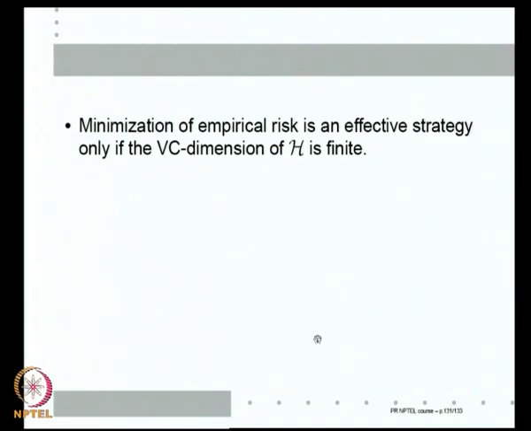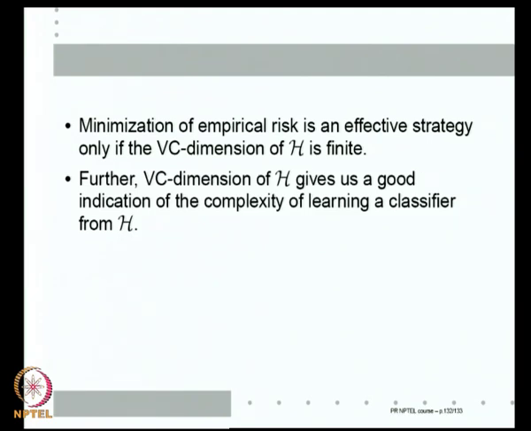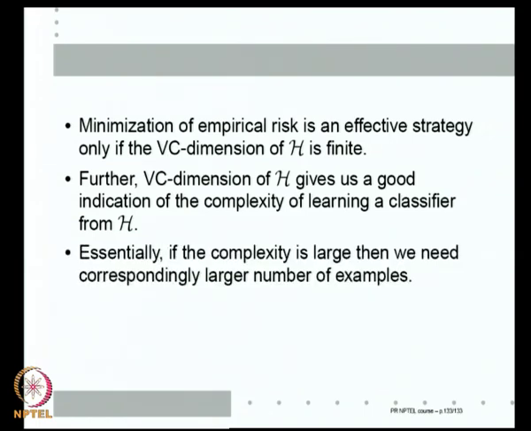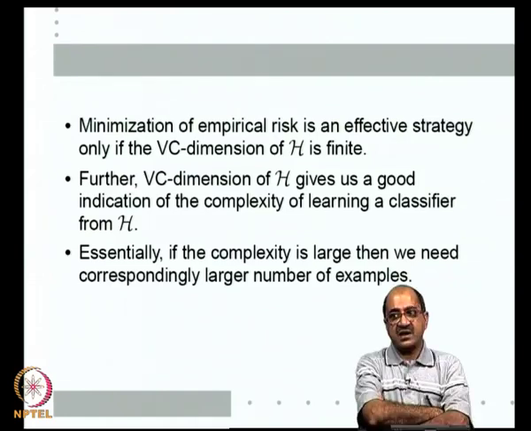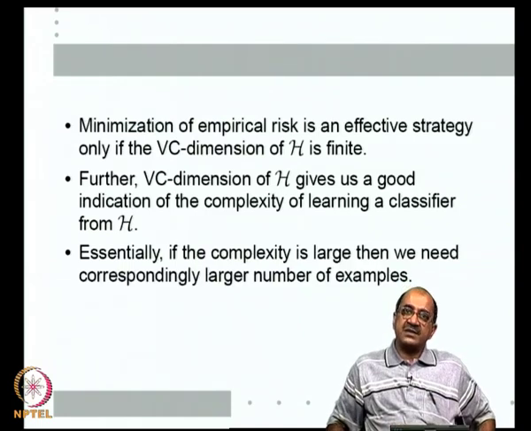And then we showed that minimization of empirical risk is an effective strategy only if the VC dimension of H is finite, right. Further, the VC dimension of H gives us a good indication of the complexity of learning a classifier from H. Essentially, if the complexity is large, then we need a correspondingly larger number of examples. And the complexity also checks with our intuitive notion of complexity. As seen for hyperplanes in R^D, we need D plus 1 parameters and the VC dimension is D plus 1. For axis parallel rectangles in R^2, we need 4 parameters and the VC dimension is 4, and so on.